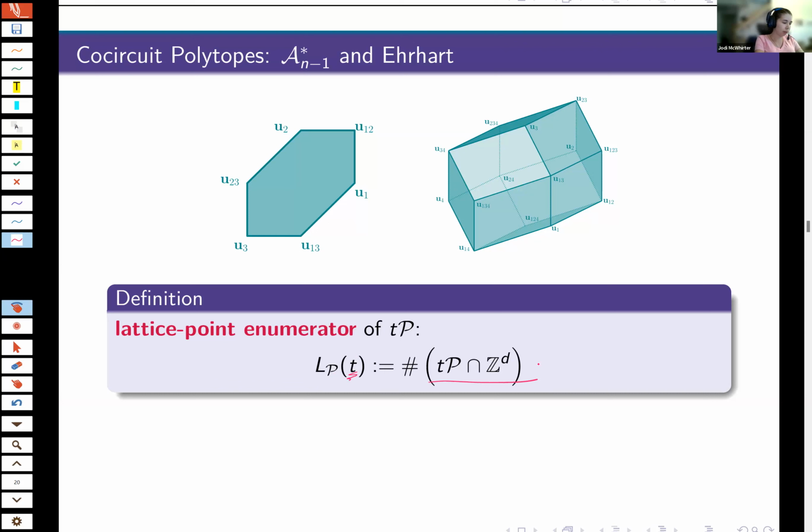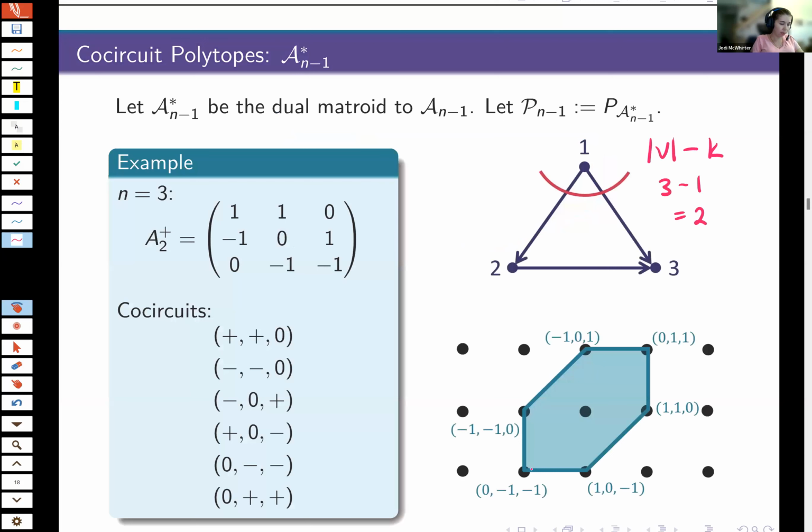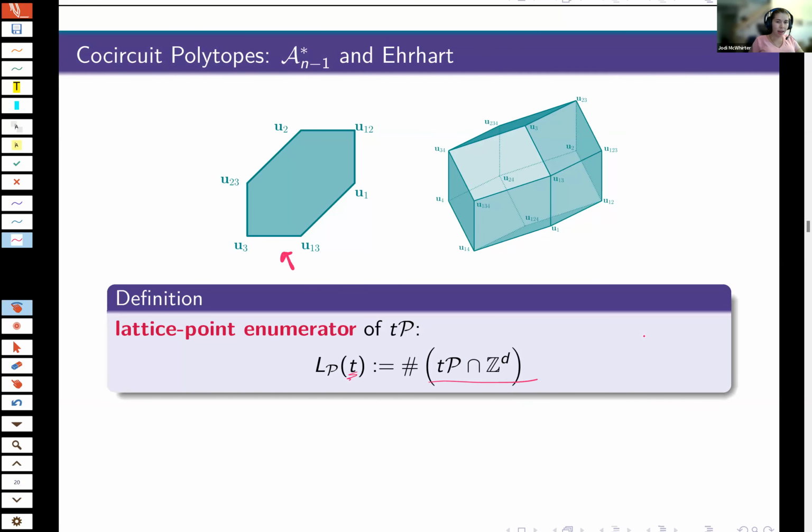So if I were to plug in t equals 1 for this polytope, I would get 7. I can check that out here: 1, 2, 3, 4, 5, 6, 7. So we can count. And if I were to plug that in for this polytope here, you'll have to take my word for it, you would get 15. And in general, what can we say about this?